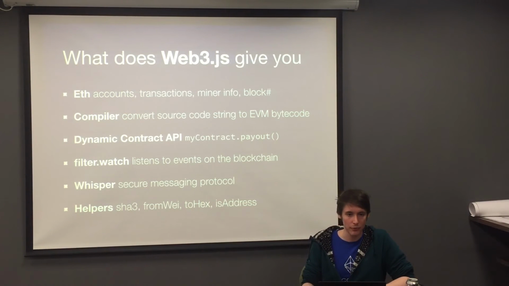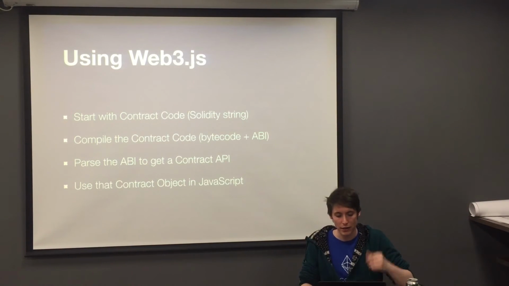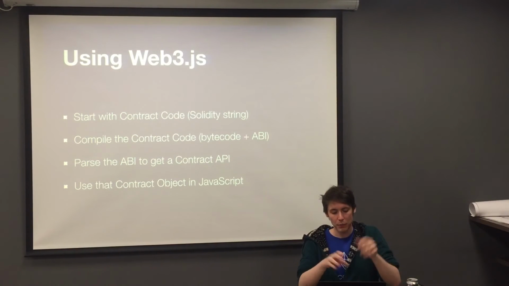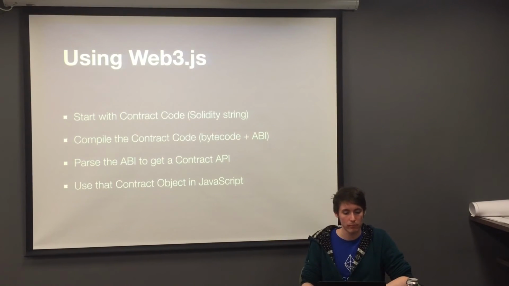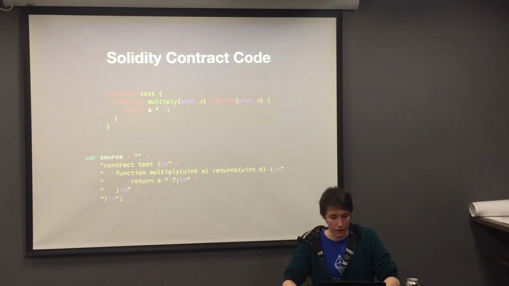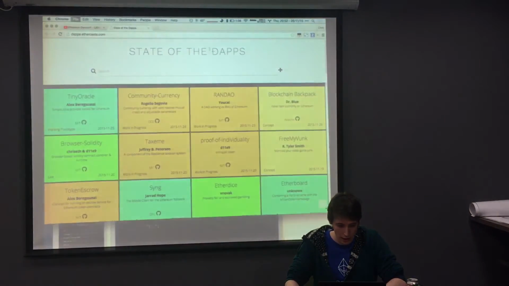conversion between different types. So the basic overview of using this technology is: start with a contract, compile the contract, parse the contract bytecode to generate an API, and then use that API in JavaScript. So, I'm going to do this in a live way, actually. I have a little demo.